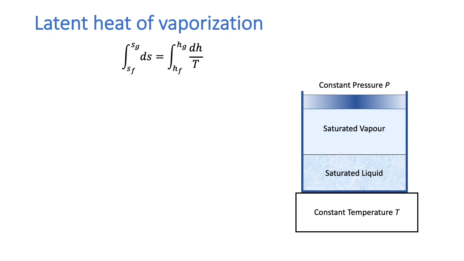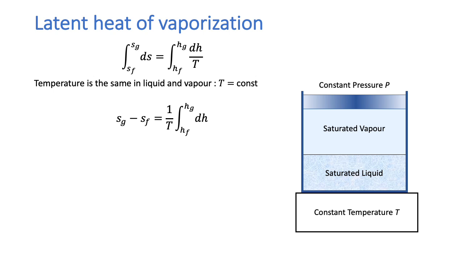The system that we are dealing with is a saturated vapor in contact with a saturated liquid. We assume that the system is at constant pressure and temperature, so it is shown as being in contact with a thermal reservoir and a pressure reservoir. The temperature is the same in the liquid and the vapor, so T is equal to a constant. We can therefore take it outside the integral. Integrating this now, we get that Sg minus Sf is equal to Hg minus Hf divided by T.